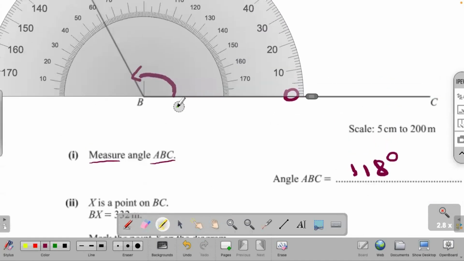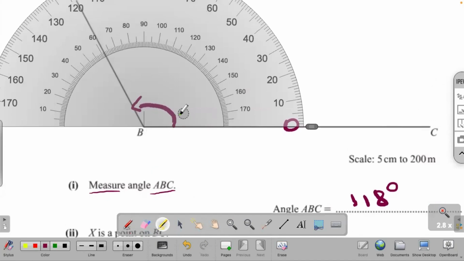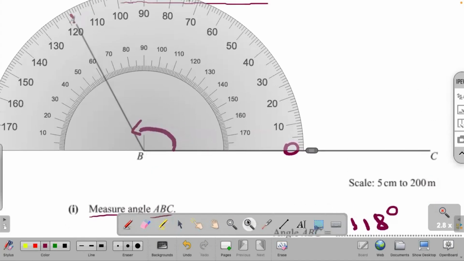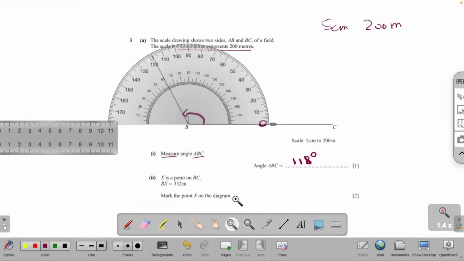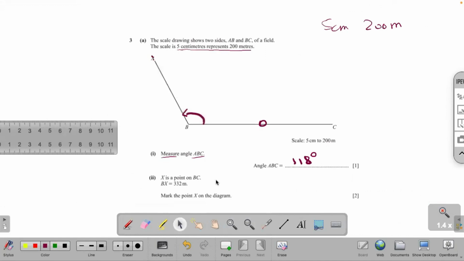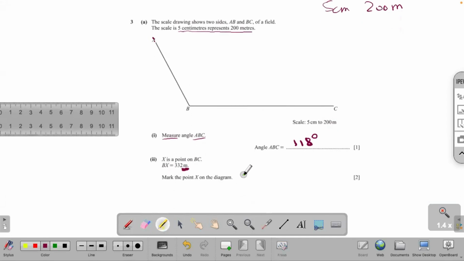X is a point on BC. So this is the line BC. Let's remove the protractor. Yeah, so we have this line BC and X is somewhere on that line. The length of BX is given as 332 meters. So the key thing to note here is that it's actually in meters.